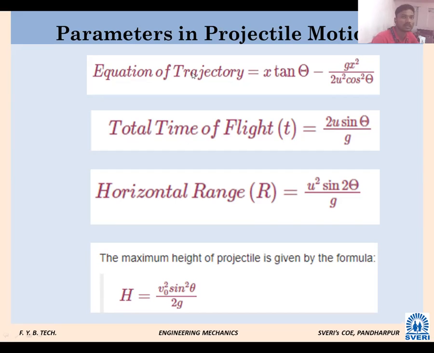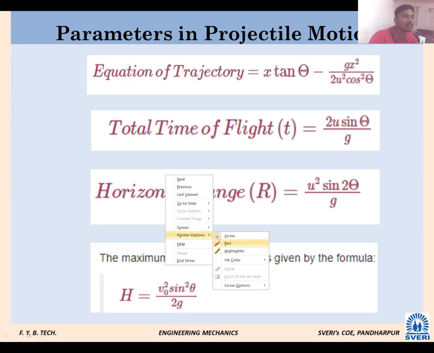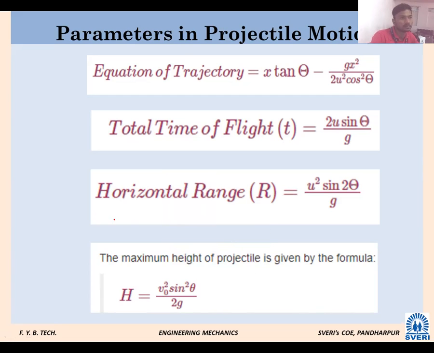Only 4 important equations. One more is here. What will be the maximum range? Here, horizontal range. Instead of that, I will say what will be the maximum range. U square upon g, because once we put theta equal to 45, sin 90 is how much? Sin 90 is 1. So it will be u square upon g.